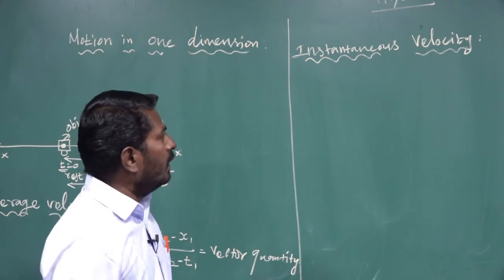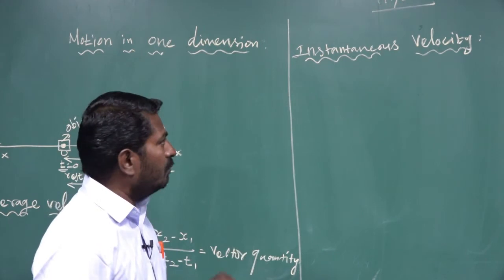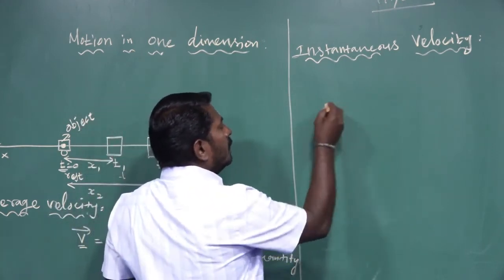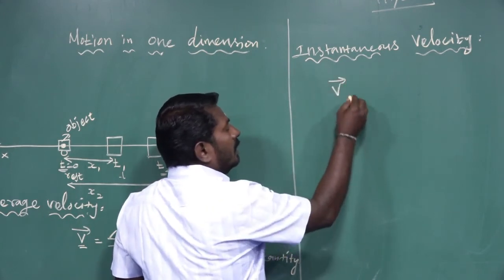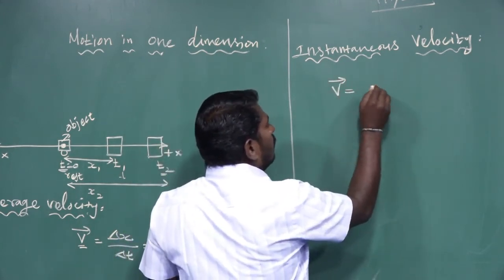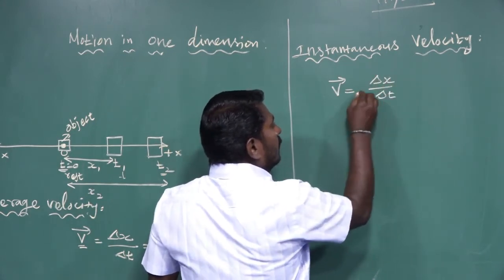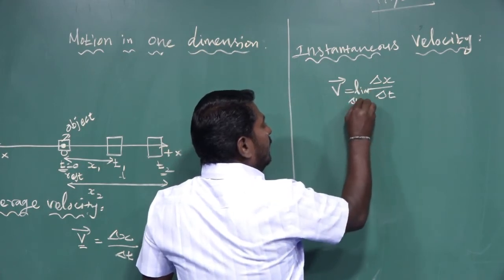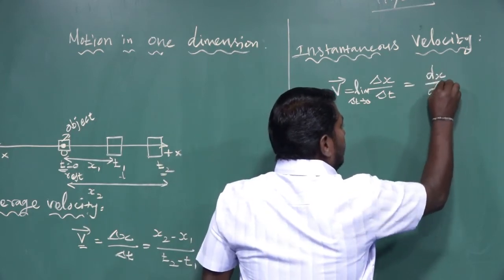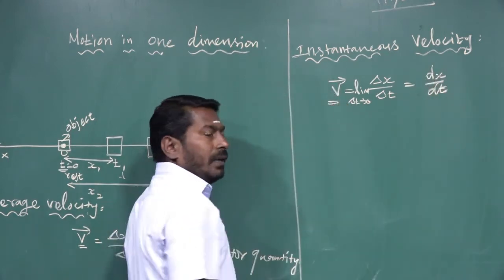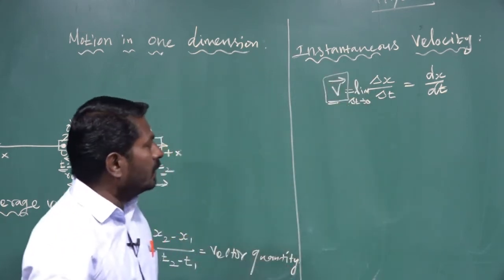Instantaneous velocity is defined as the velocity of your body at any instant of time. Instantaneous velocity is equal to del x divided by del t, as del t tends to 0, which is equal to dx divided by dt. It is called instantaneous velocity. How can we calculate the instantaneous velocity of your body in one dimension?